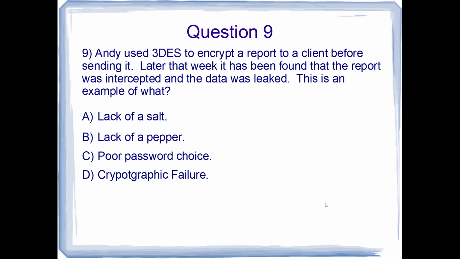Question 9. Andy uses 3DES to encrypt a report to a client before sending it. Later that week, it has been found that the report was intercepted and the data was leaked. What is this an example of? Is that a lack of a salt? Is it a lack of a pepper? Is it poor password choice? Or is it cryptographic failure?